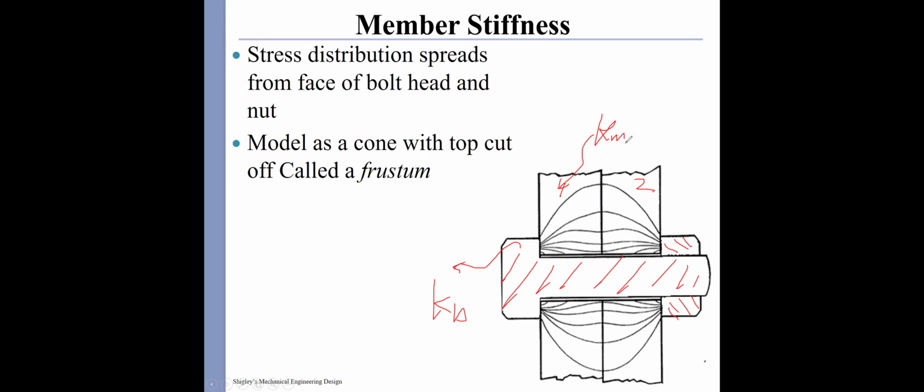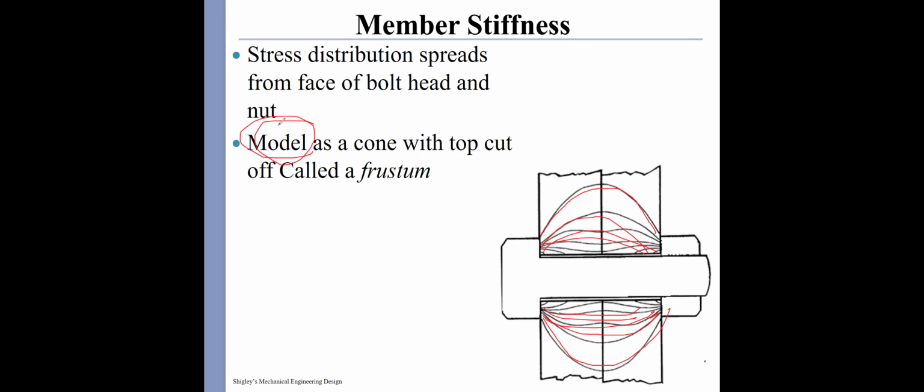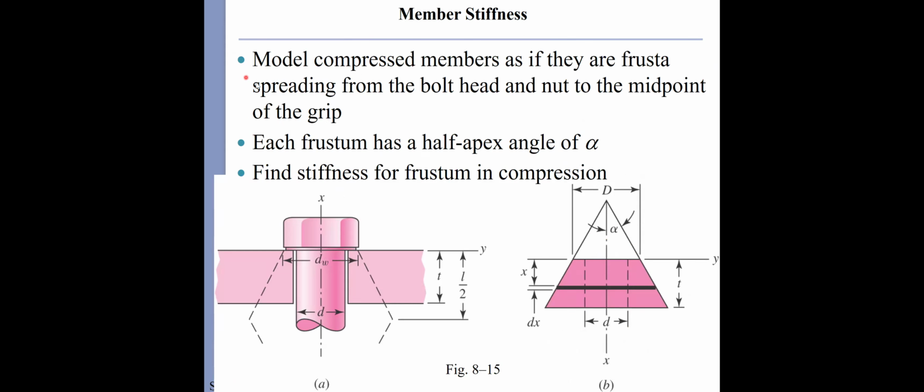So we can define the stress distribution within the members as a frustum, like this. This is its stress distribution as we model it. We cannot actually see the stress distribution, but we can model it. The model compresses the members as if they are frustums spreading from the bolt head and nut to the midpoint of the grip. Each frustum has a half apex angle alpha, and you have to find the stiffness of the frustum in compression. As I mentioned, this is just a model we define from an engineering point of view.